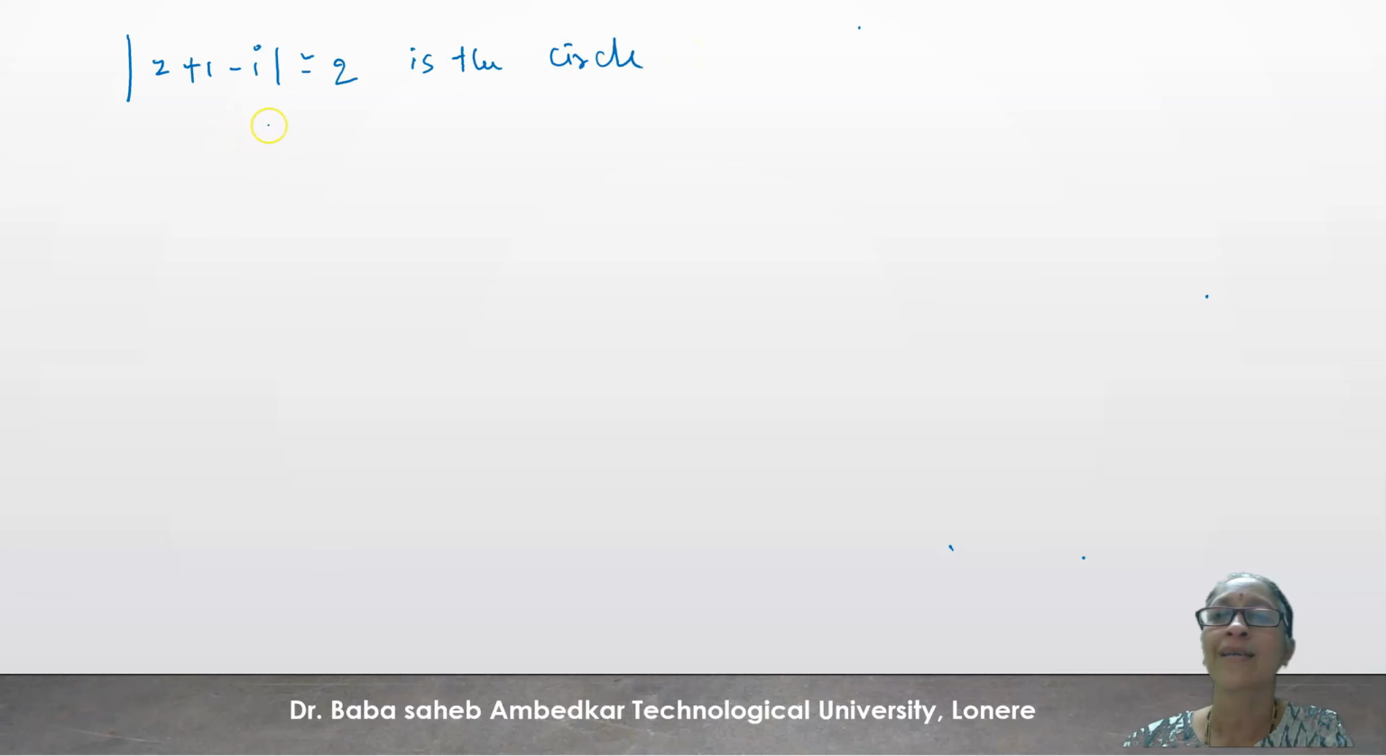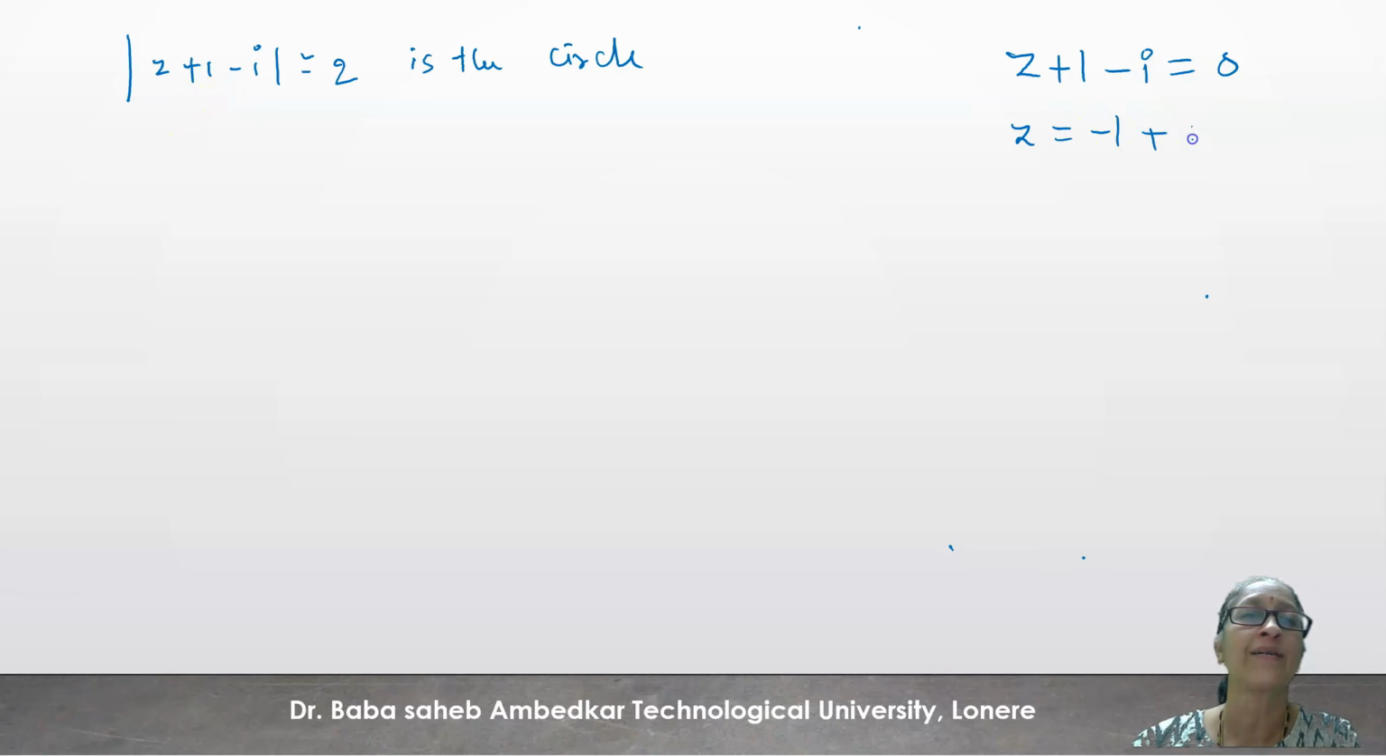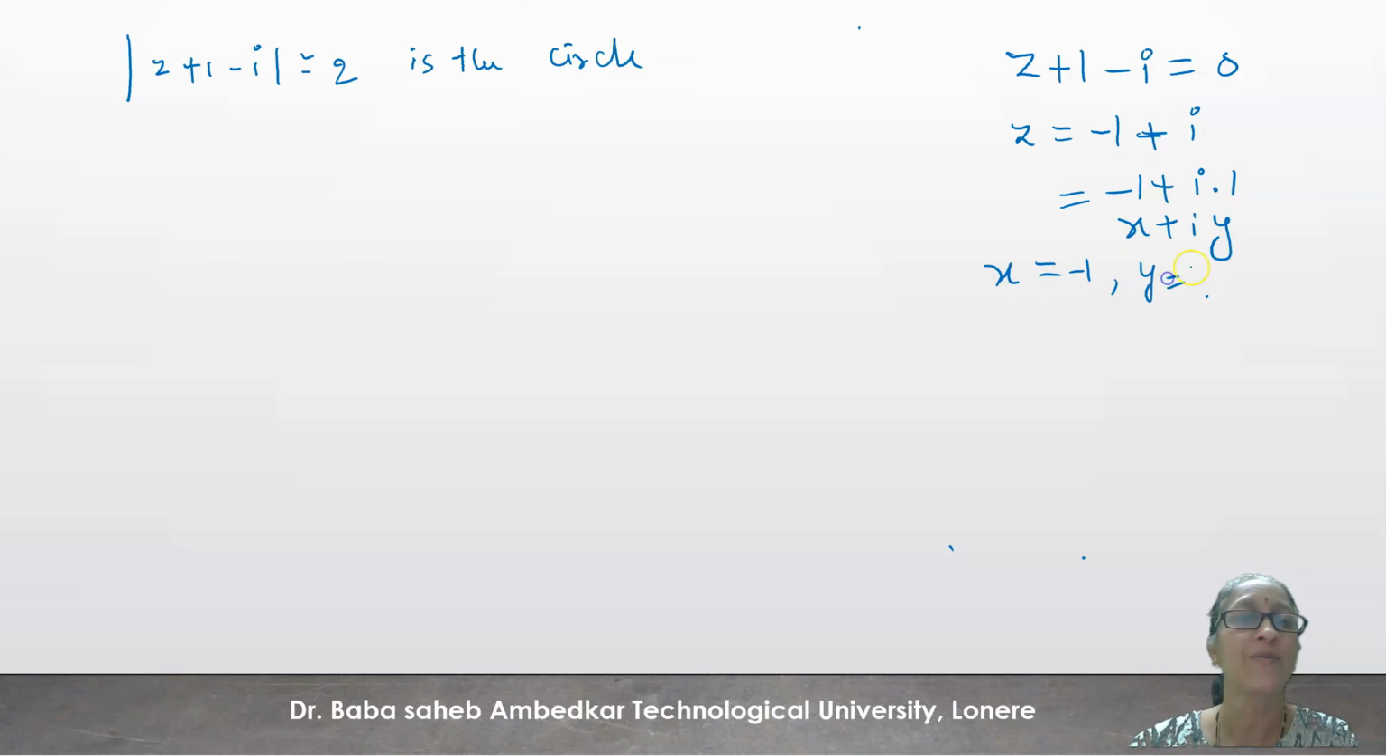So how do you find the center? To find the center, equate this to 0. So here z plus 1 minus i equals 0. Whatever term is in this modulus, equate it to 0. So what do you get? z equals minus 1 plus i. That means minus 1 plus i times 1. This is similar to x plus iy. If you compare, x equals minus 1 and y equals 1.